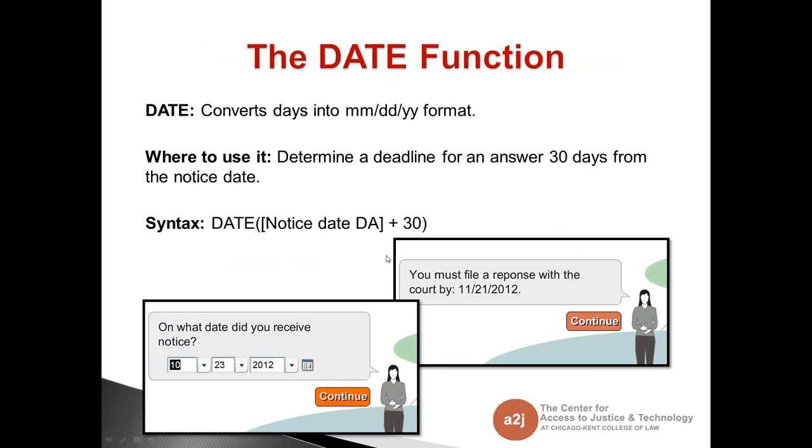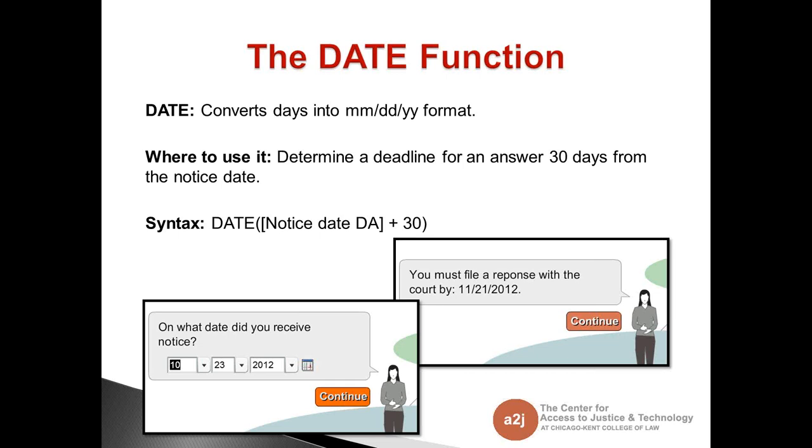The first function that we'll talk about today is the date function. So date converts days into month-month, day-day, year-year format. So where would you use it? So if you're making an interview and you want to determine a deadline for an answer 30 days from the notice date, you ask the user in one question, on what day did you receive notice? They enter it in our calendar, or click on the calendar and enter it in. The next question, you can evaluate their response and look out 30 days from the date they enter, and you can display the date for the end user.